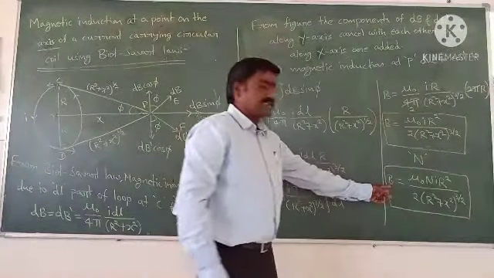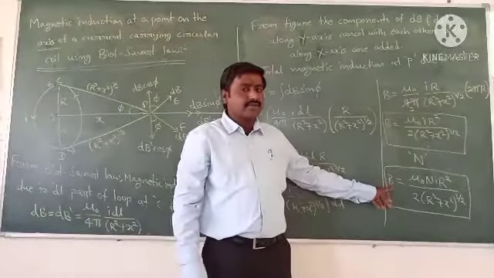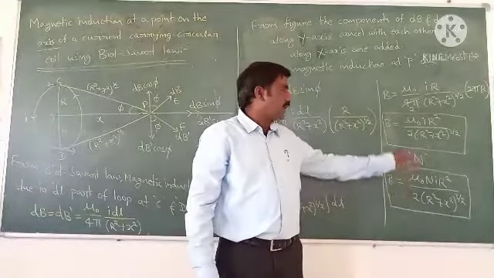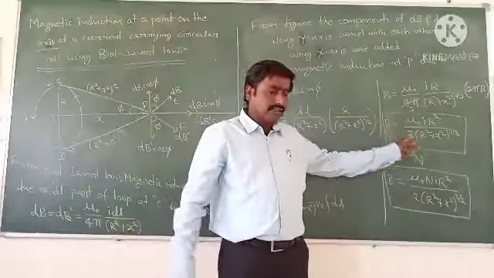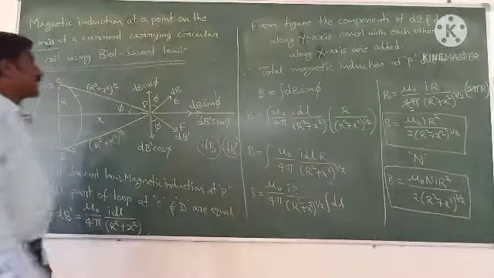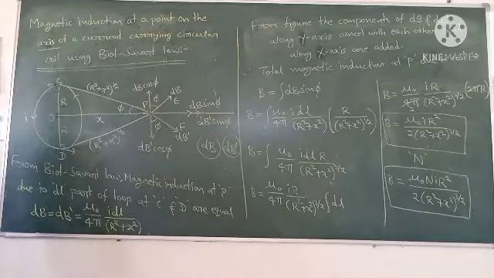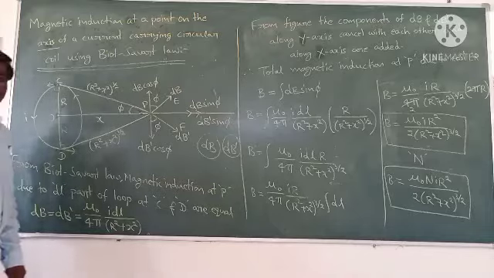So this is the magnetic induction at point P on the axis of a circular coil which consists of N number of turns, and this is due to a single turn. So this is the magnetic induction at a point on the axis of a current carrying circular coil by using Biot-Savart law. Thank you.